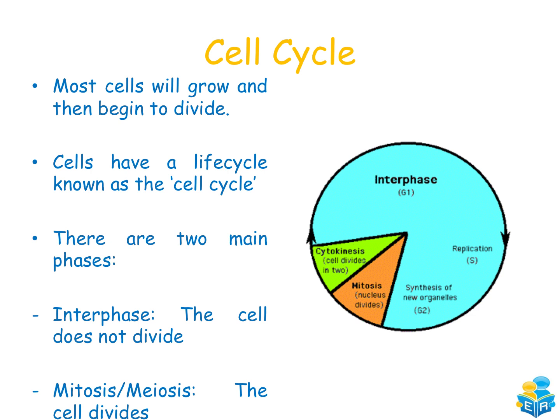So the cell cycle then, most cells will grow and then begin to divide. Cells have a life cycle known as the cell cycle, and there are 2 main phases within this cycle. The first phase, which can take up the majority of the cell cycle, is known as interphase, and then the second phase is where cell division actually occurs, and that's either going to be mitosis or meiosis, but we're going to be focusing on mitosis for the next couple of minutes.